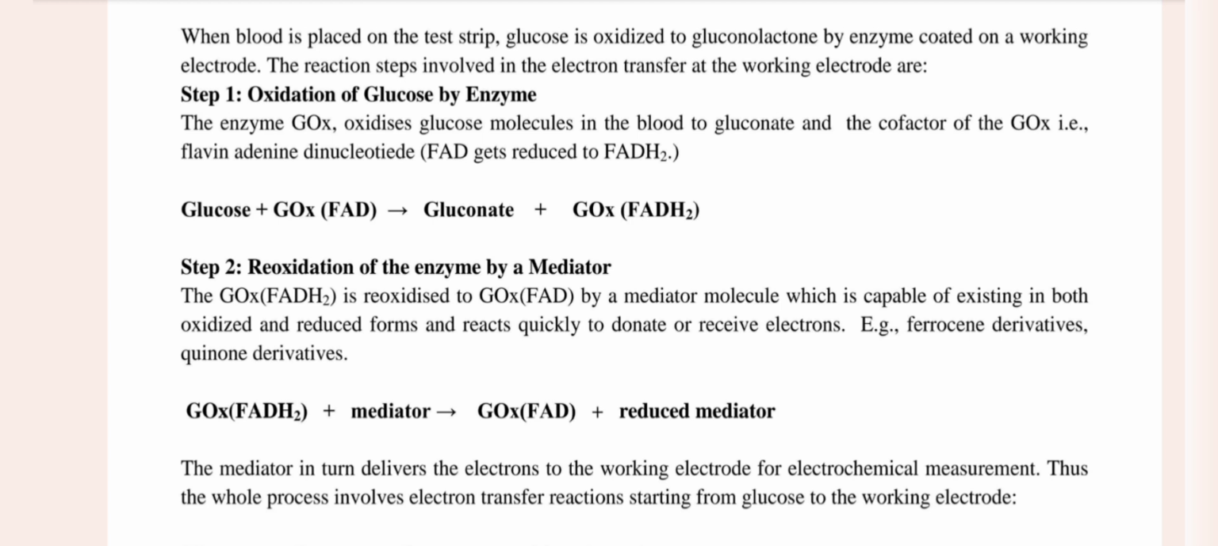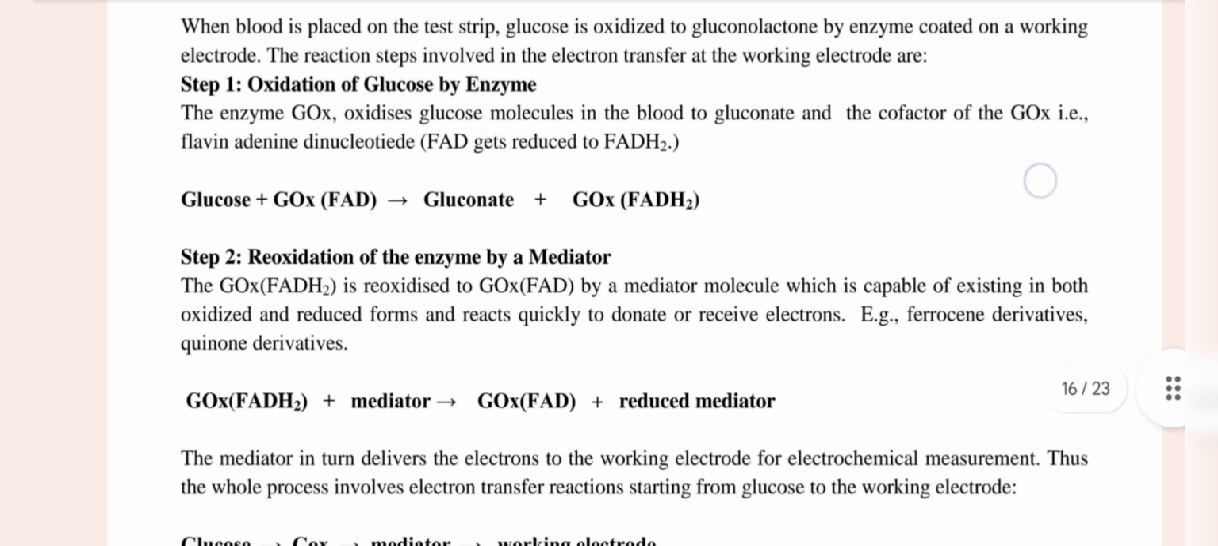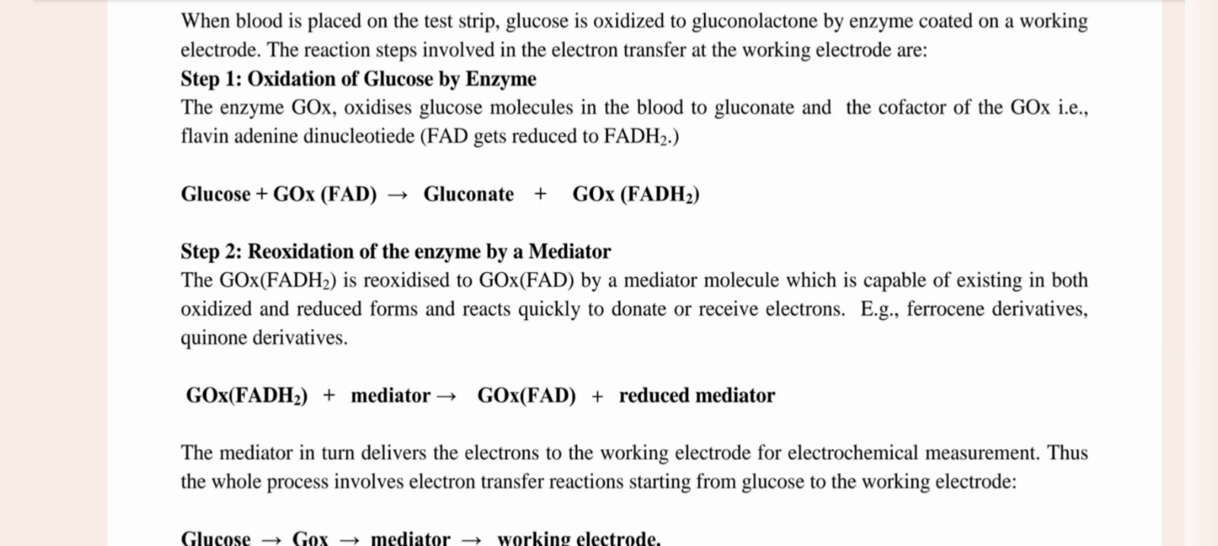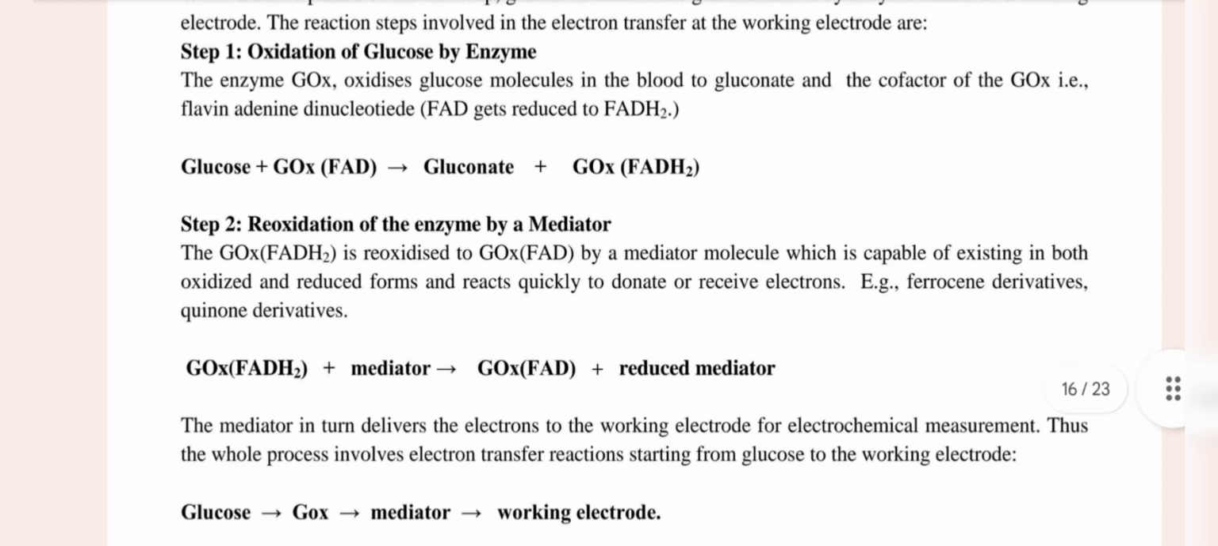It is reoxidized to GOX-FAD by a mediator molecule, which is capable of existing in both oxidized and reduced forms and reacts quickly to donate or receive electrons. Examples of mediator species are ferrocene derivatives or quinone derivatives. These two can act as mediators. So GOX-FADH2 plus mediator gives GOX-FAD. So we get the biological catalyst, that is the enzyme, back, plus the reduced mediator.